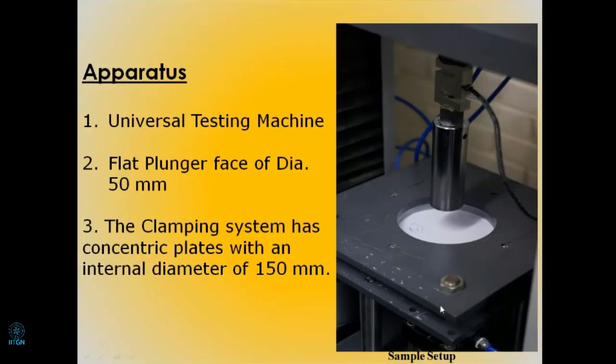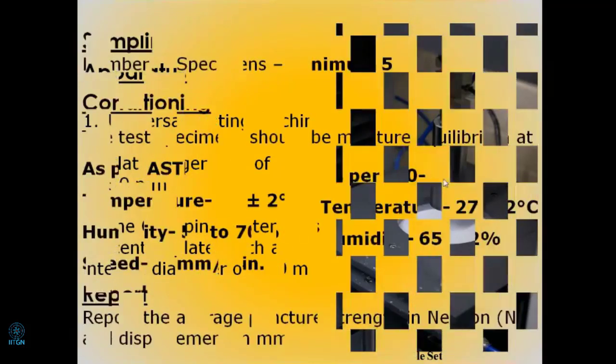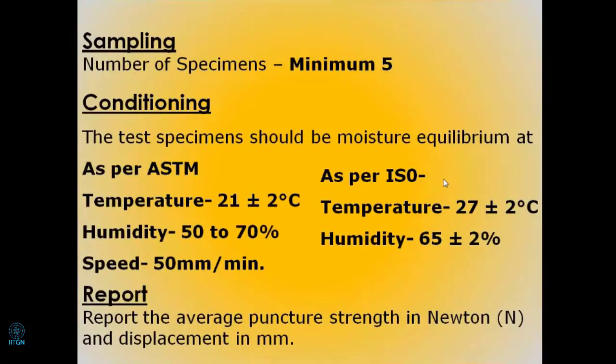Then the sample is clamped between 2 steel plates, and at a particular rate we have to push this plunger vertically downward, and at which load it passes through, it bursts. So that is the value which we want, the breaking force. The number of specimens required for this test is minimum 5, and the conditioning is very important for all the tests. Depending upon different codal provisions, we have to maintain the conditioning of the specimen till moisture equilibrium is obtained.